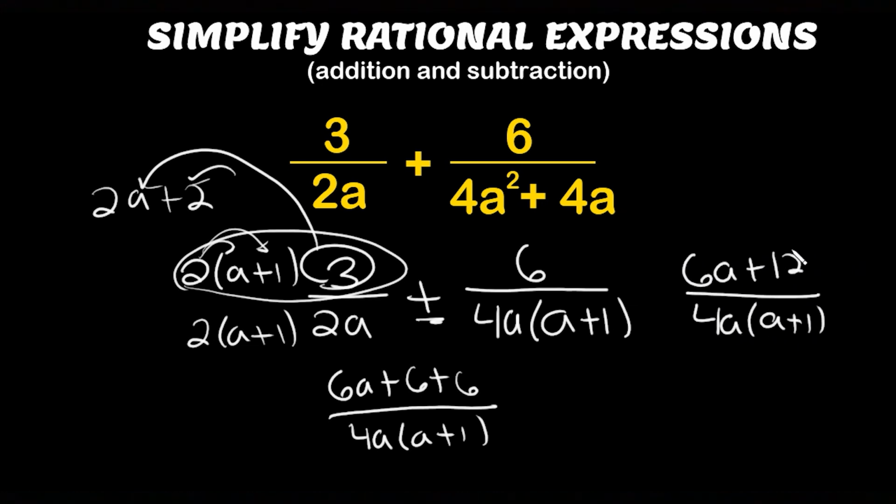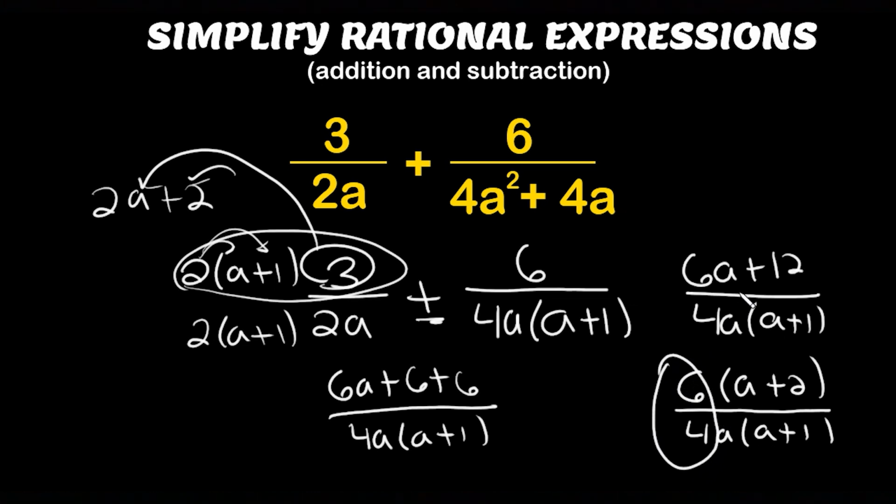All right, is there anything else I can do here? Can I keep simplifying it down? Well, look at your numerator. You can factor out a 6. If I factor out a 6, what happens? I get 6, and then in parentheses, I get a plus 2, and then on my denominator, I have 4a and a plus 1. Is there anything else I can do here? Well, look at my coefficients. I can reduce these guys right here, 6 and 4. I know that 2 will go into 6 3 times, and 2 will go into 4 2 times. And after I do that, I am done with the problem.